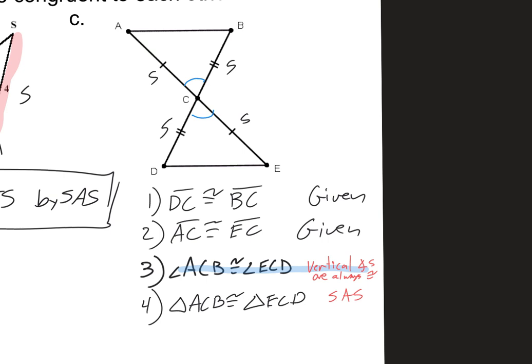All right, well, hopefully you recognize that these are called vertical angles, and we learned earlier that vertical angles are always congruent. And what that does is that gives you an angle in between on both of these, and so you can see side angle side, side angle side. You can establish that these two triangles are congruent by side angle side. All right, let's go to the next page.